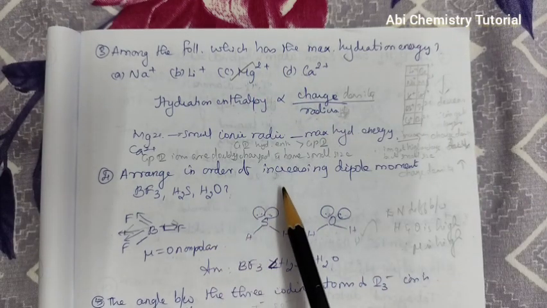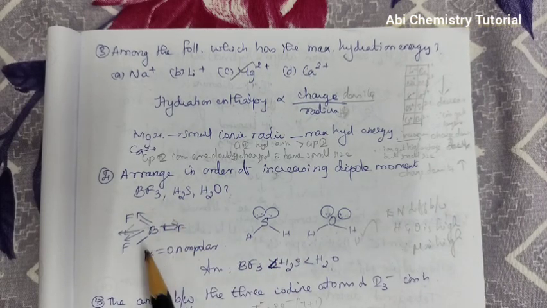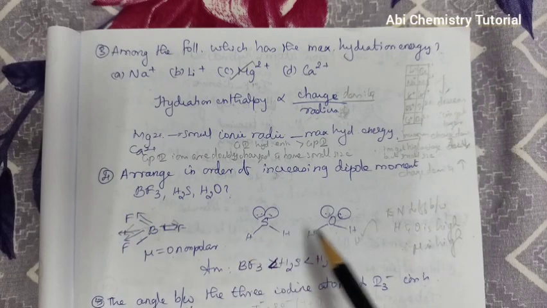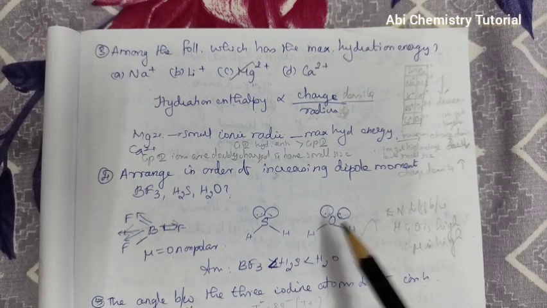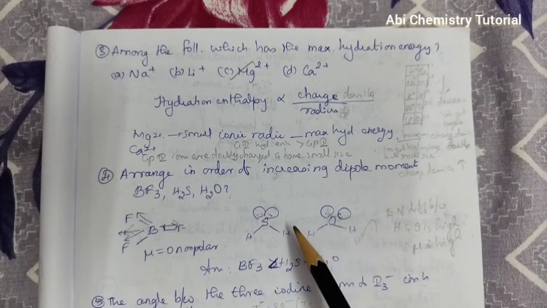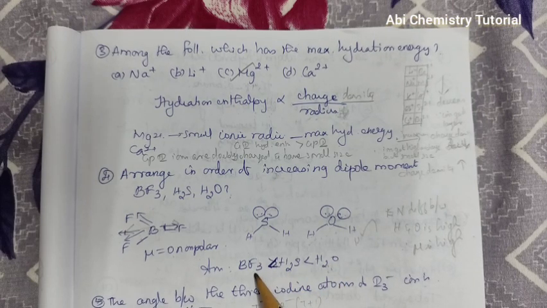And the fourth question is: arrange in the order of increasing dipole moment. So BF3, H2S and H2O. This is the structure of BF3. There will be a net dipole moment of these two fluorines, and this will be cancelled by the dipole moment on the other side. This is non-polar. H2S and H2O are both polar, but the electronegativity difference between oxygen and hydrogen is more compared to that of sulfur and hydrogen. So water is more polar than H2S, and the dipole moment of water is very high compared to that of H2S and BF3.